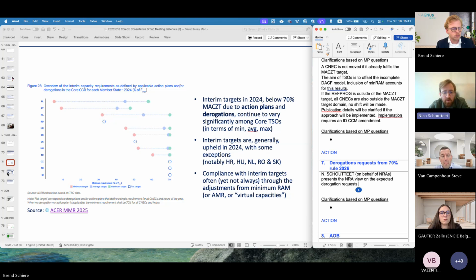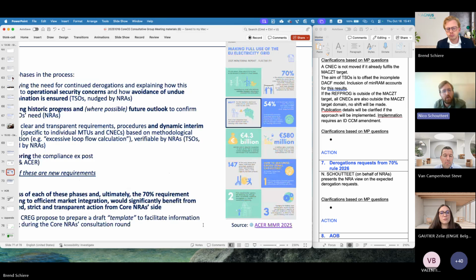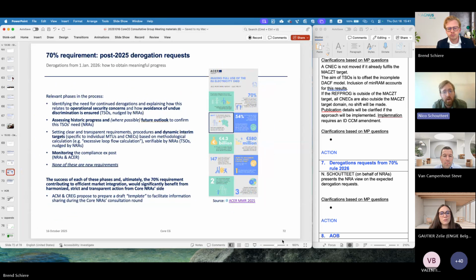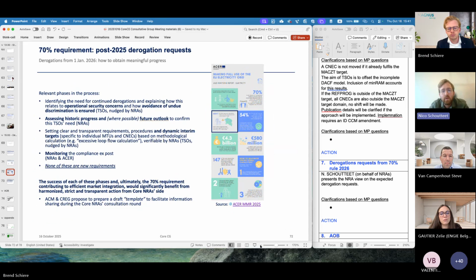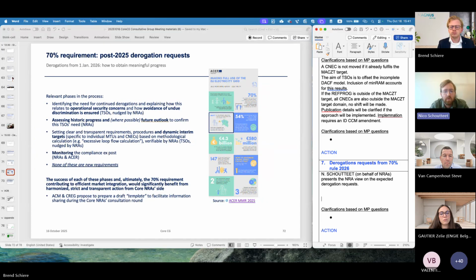So this is important for setting the context, and this is important to determine how we can, as regulators, move forwards, and on which I'll elaborate in the next slides, given the current context, given the difficulties, to actually guarantee today already 70% at all times, to still achieve meaningful progress. And so that's why we have started engaging amongst core NRAs, also together with ACER, and we've transmitted some of these messages already to our TSOs on the harmonization of the process.